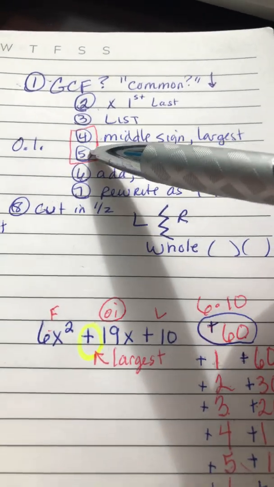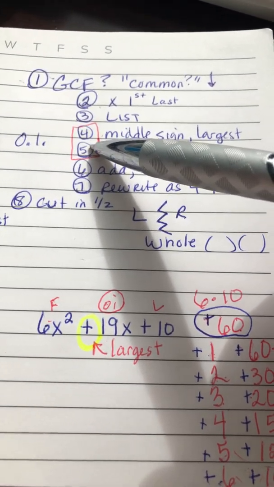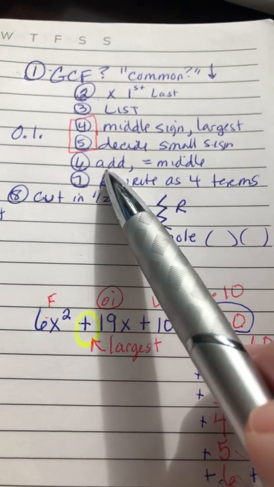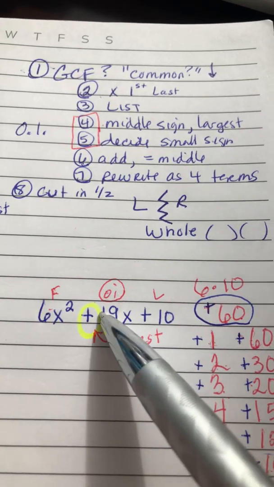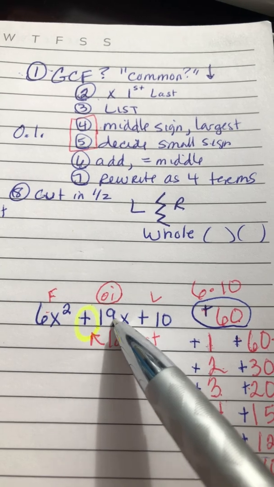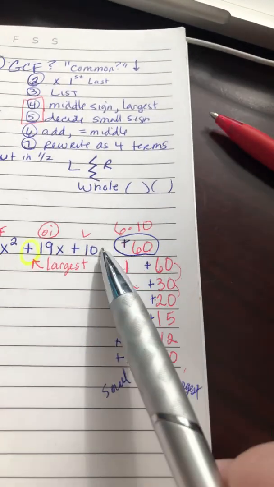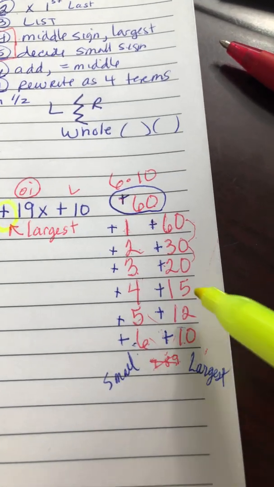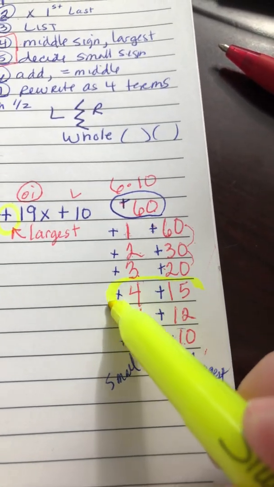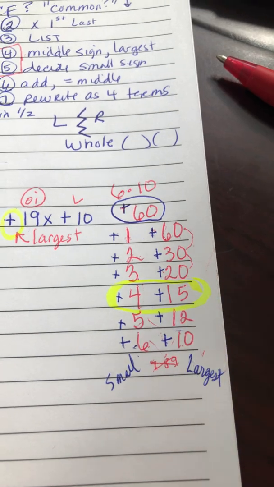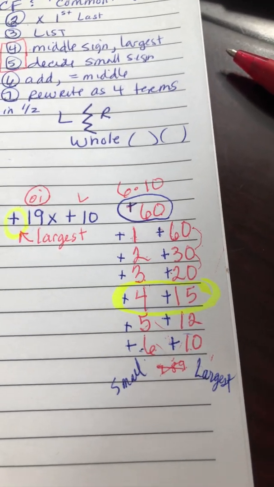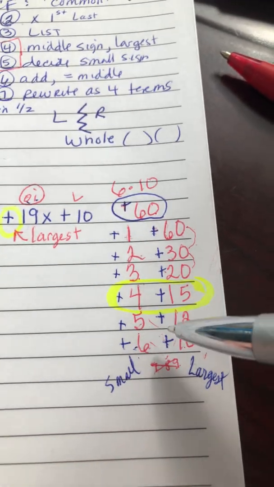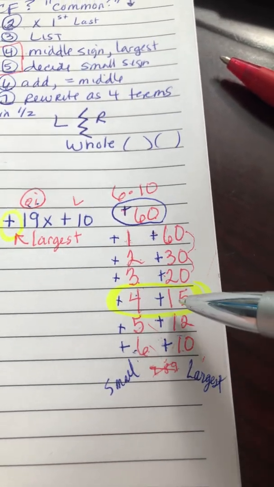So that's how we do steps 4 and 5 to get the signs correct. Then step 6 says, now add up each set and find the one that matches the middle. The middle is a positive 19x. So we're looking at our list here, and we want to find positive 19 when we add them together. And right here is the one that equals positive 19. What we have just discovered is the original O and I. It was originally a 4x and a 15x.